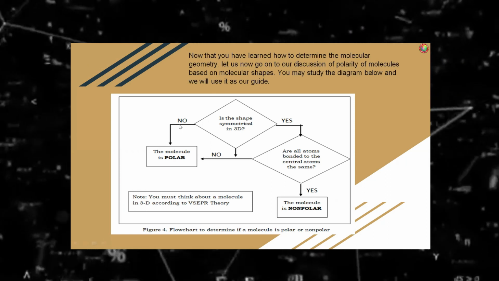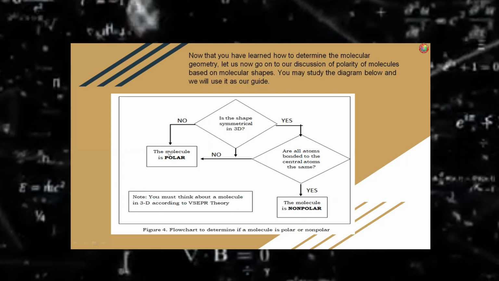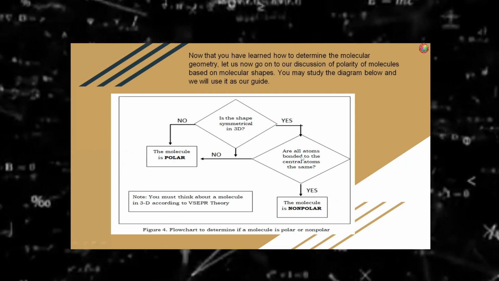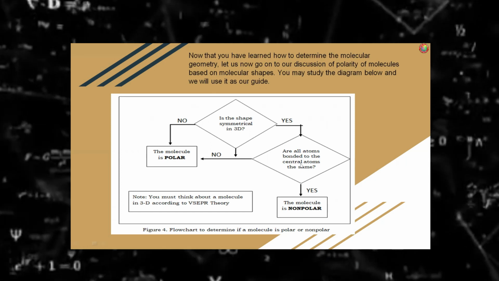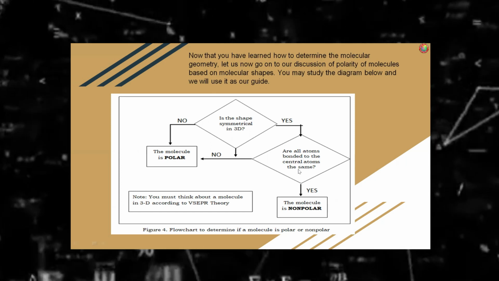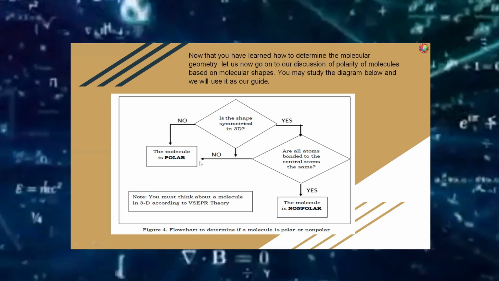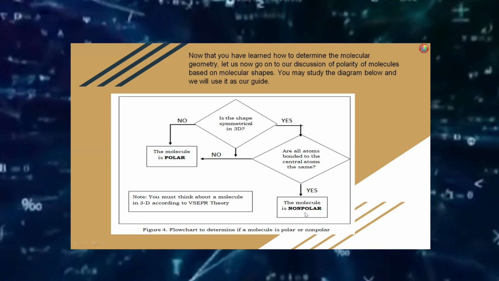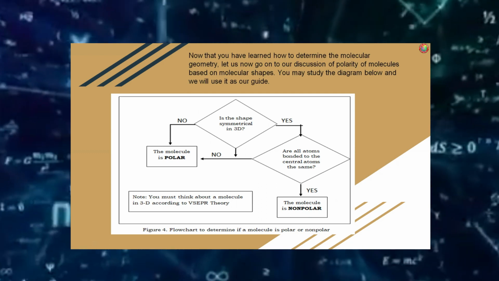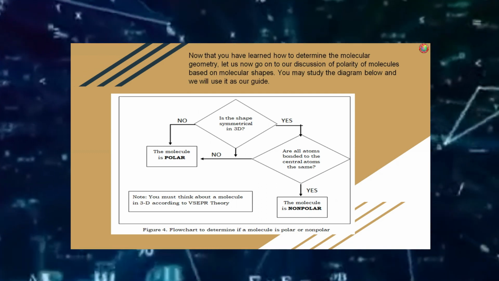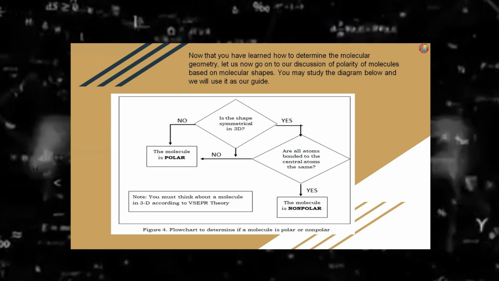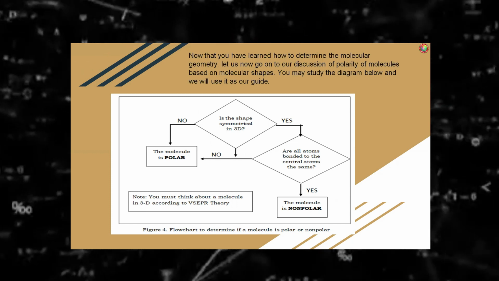If no, the molecule is polar. If yes, are all atoms bonded to the central atom the same? If no, that is polar. If yes, the molecule is non-polar. You must think about a molecule in 3D according to VSEPR theory. And this is the flow chart to determine if a molecule is polar or non-polar.